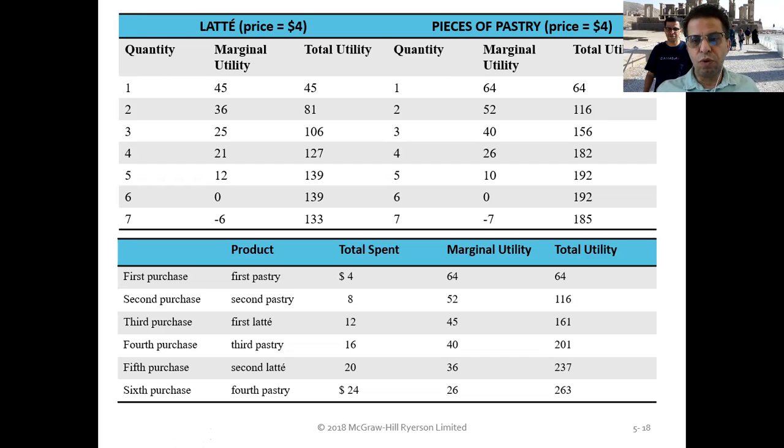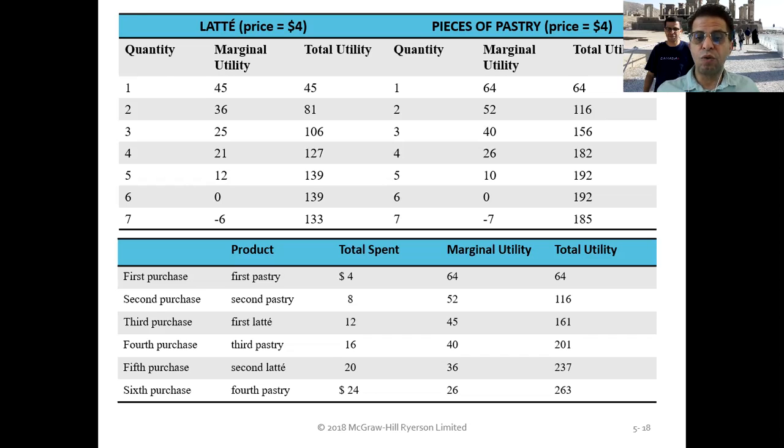So here, where we are selecting, which one is giving us more utility? We notice that the pastry is giving us more utility. So our first purchase will be pastry because it's giving us 64.